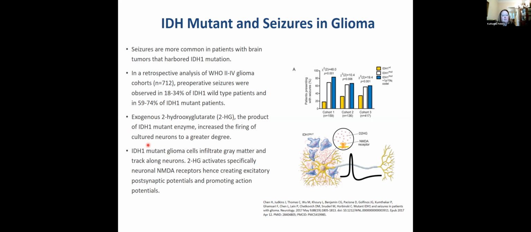Moreover, they were able to find that these IDH1 mutant cells would track along gray matter and track along neurons, and that 2-hydroxyglutarate can actually lead to postsynaptic potentials and activate action potentials. So a really nice paper, but it really describes why our patients in this group could be having more seizures. And it also gives us an opportunity that we could target this to potentially treat seizures in our brain tumor patients. And I'm going to talk about how we can even target these mutations to treat the tumors themselves.